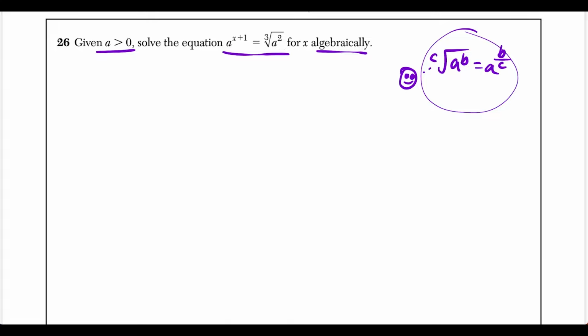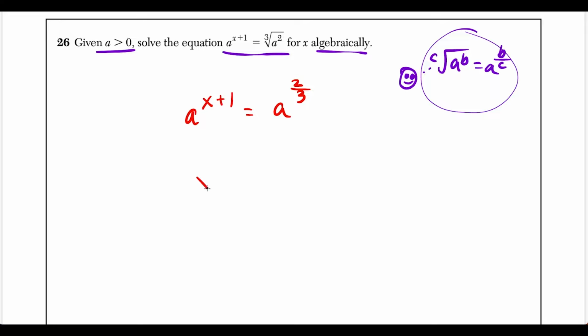So what I would do first here is I would write a to the x plus 1 is equal to a to the power 2 over 3, because we're taking a cube root here. And then once you have two exponent expressions equal to each other that have the same base, you could just set the exponents equal.